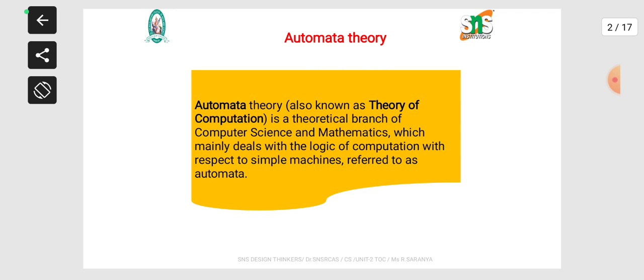It's also known as theory of computation, a theoretical branch of computer science and mathematics, which mainly deals with the logic of computation with respect to simple machines, referred to as automata. The word automata comes from the Latin word automaton. Automaton is one of the scientists' names closely related to machine.